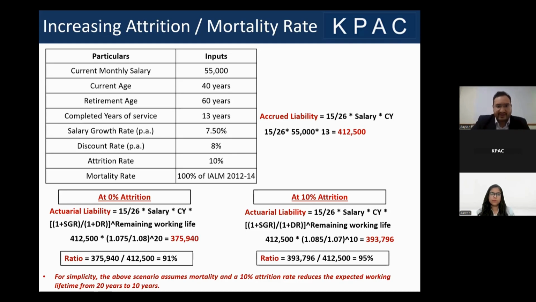Yeah. In the next slide, since the salary growth rate is lower than the discount rate, we saw that increasing the attrition rate actually increased my actual liability. In the previous scenario, my actual liability was reducing. In the current scenario, my actual liability has increased from 375 to 393. That is how our assumptions are playing a role, and a change in the attrition rate is impacting your actual liability.